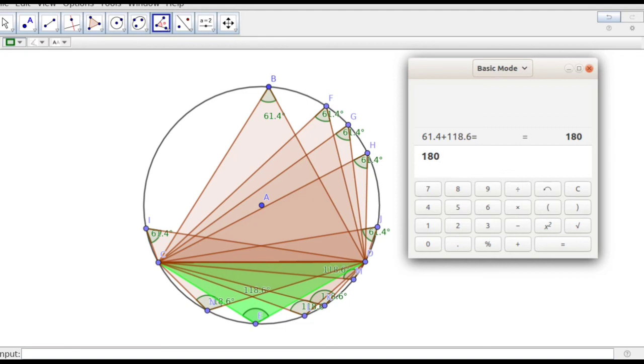So that is a property of the angles of a chord of a circle. Then what is that? If we add the angles on either side of the chord, we get an angle of 180 degrees.